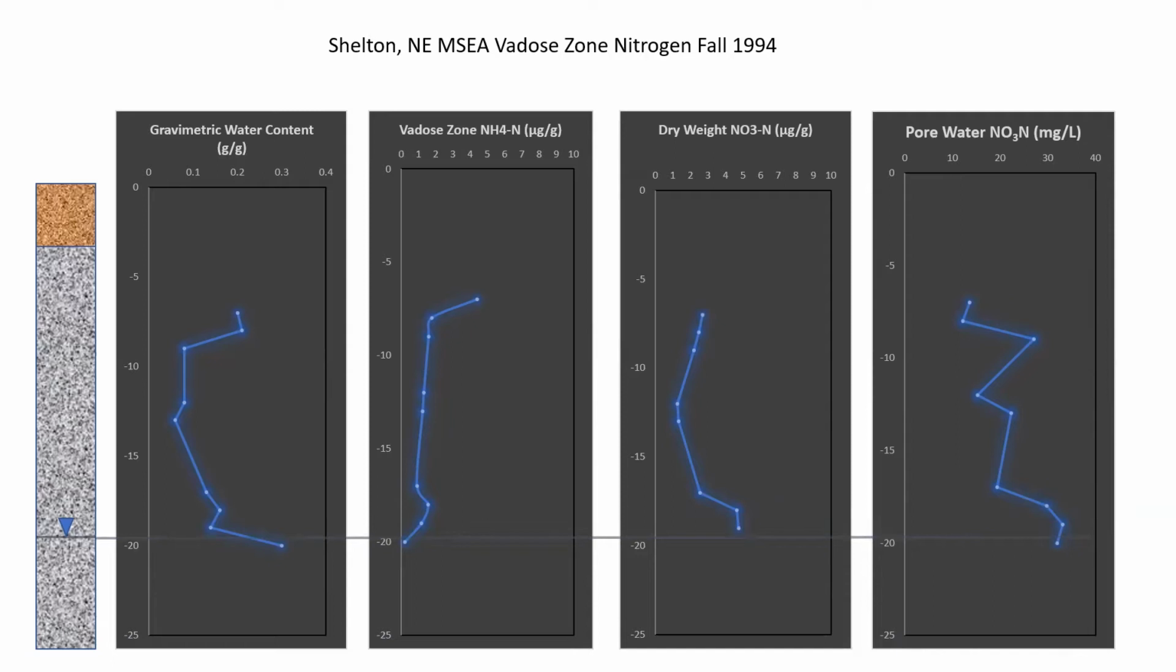So by the time we got to the water table, we were already at about 30 parts per million in the groundwater. So to me, this really illustrates how important it is to sample and study what's going on in the vadose zone, especially when we're trying to change management practices at the surface that reduce leaching.